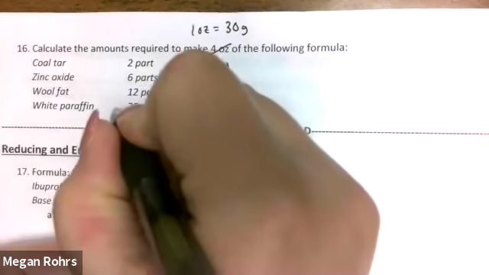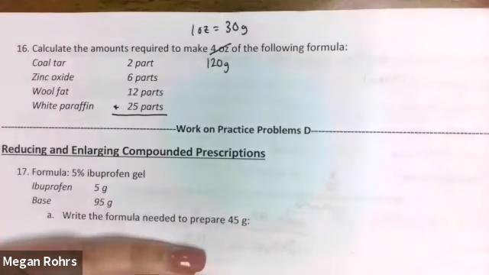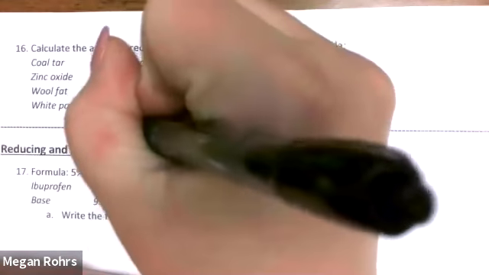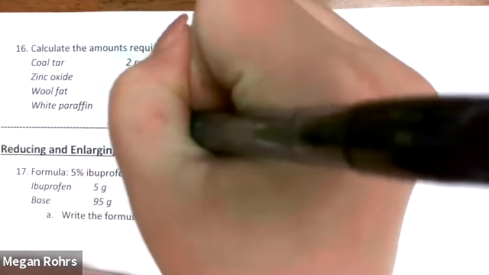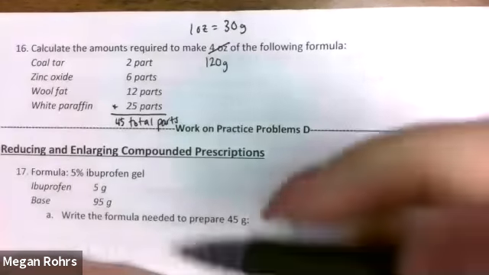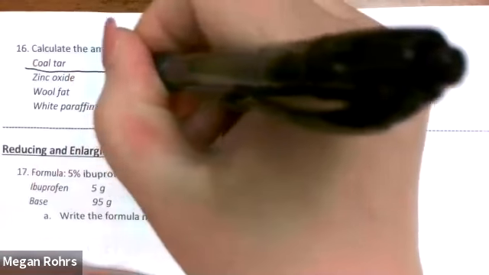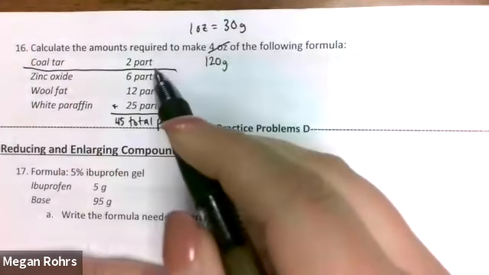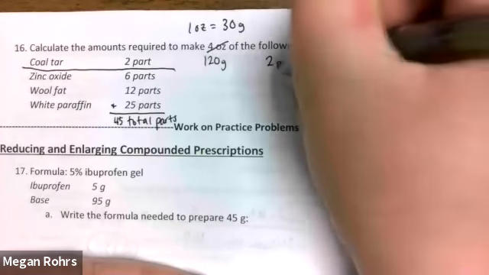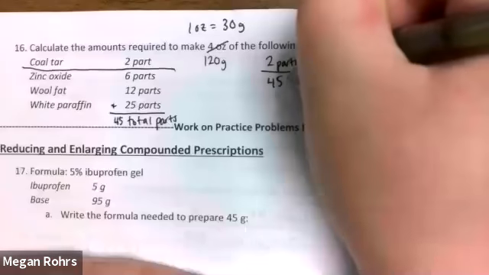So let's add all these together to find out how many total parts we would need. So 6 plus 2 is 8, plus 12 is 20, plus 25 would give me 45 total parts. Now, let's take a look at each ingredient individually. So with coal tar, I have 2 parts out of the total 45.